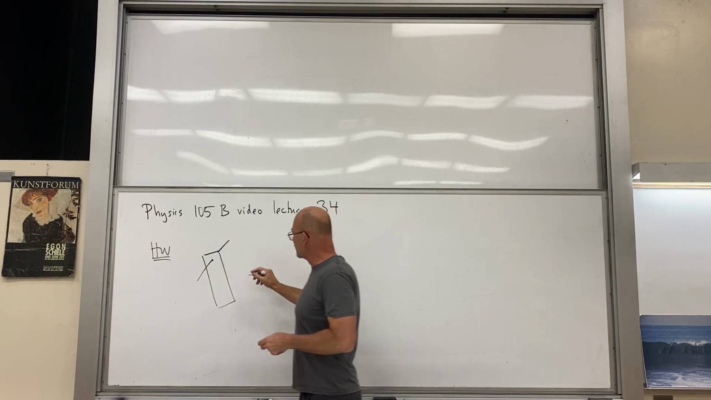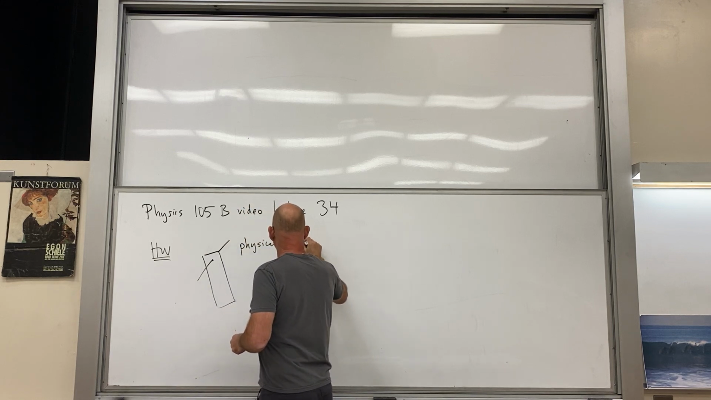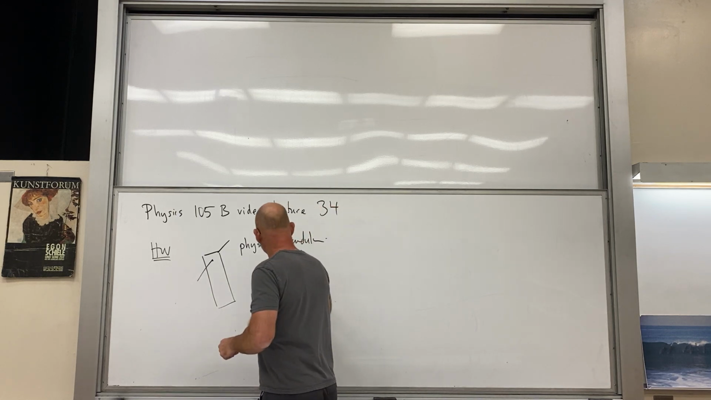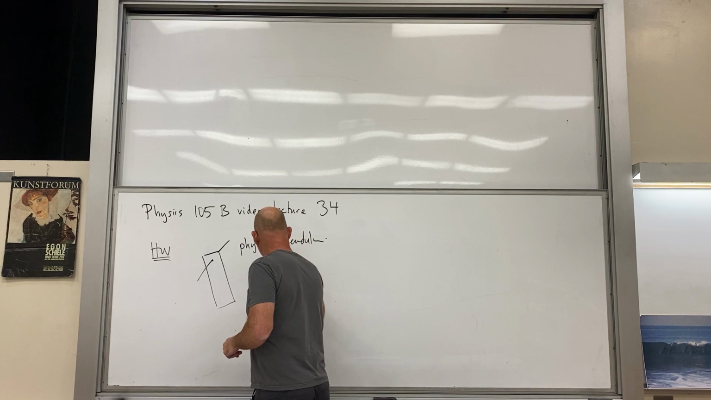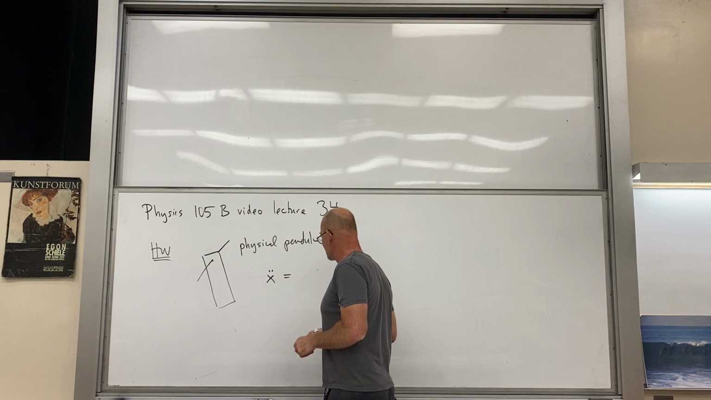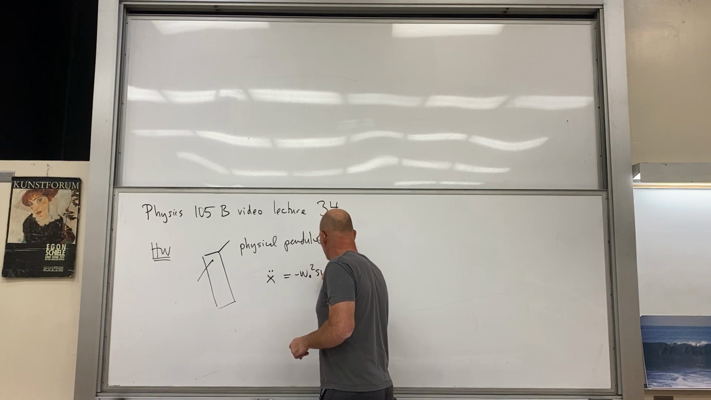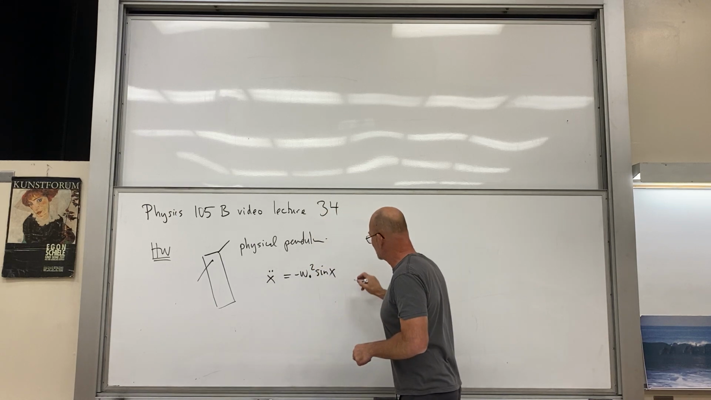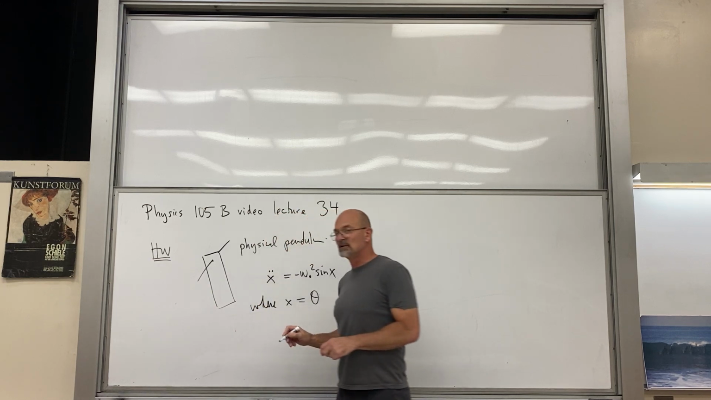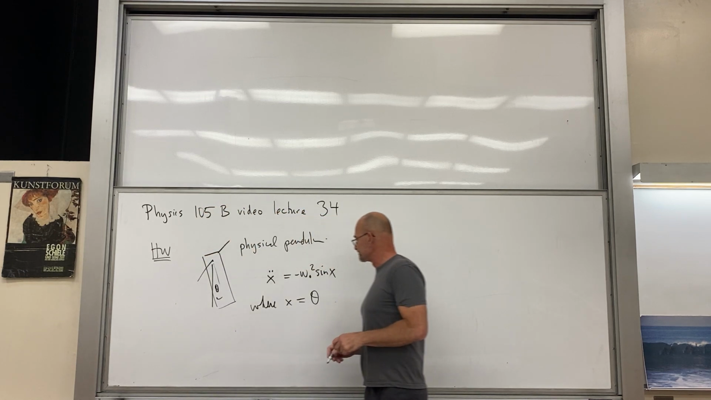We've done the physical pendulum, so I'll just go ahead and write this here. Once you analyze this, you have x second derivative equals minus omega naught squared sine of x, where x is just the angle, the angle theta again.